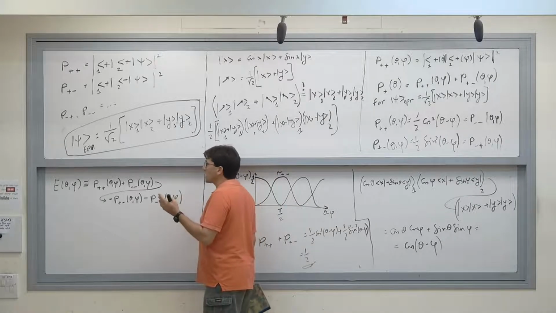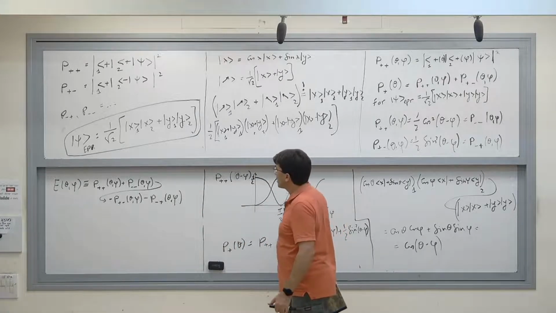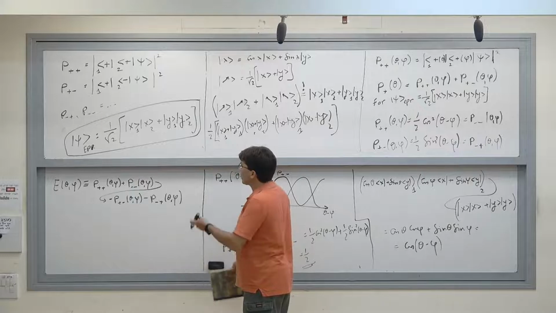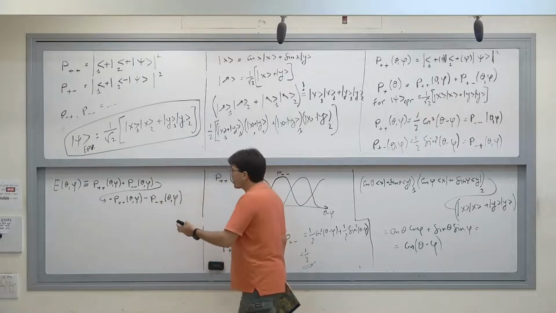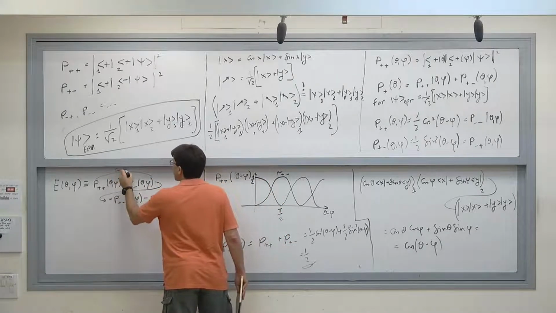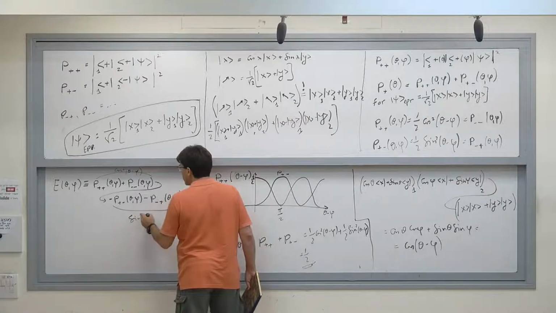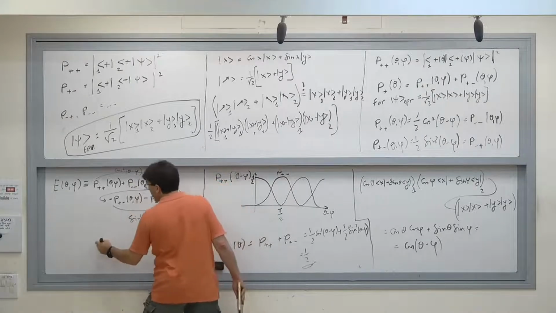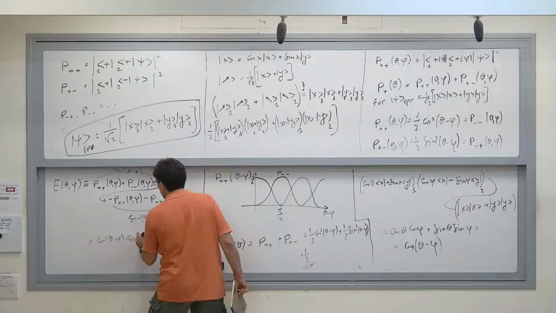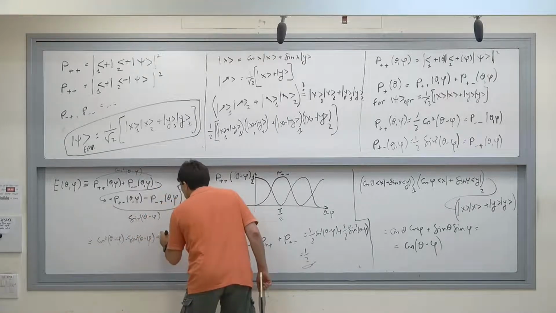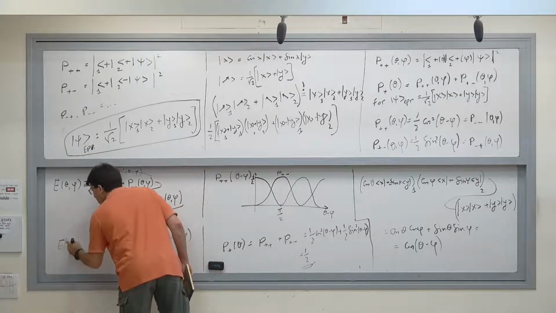Now, why do I call it an expectation value? You know what, before we call it an expectation value, let's calculate this. But we know what it is. P plus plus and P minus minus, we know what it is. So this together is cosine squared of theta minus phi. And these together is sine squared of theta minus phi. So the whole thing is cosine squared of theta minus phi minus sine squared of theta minus phi, which equals cosine twice theta minus phi. So this is what this E of theta and phi is.